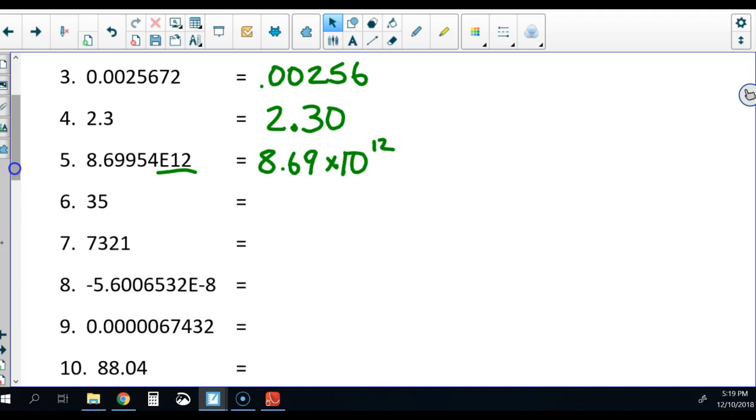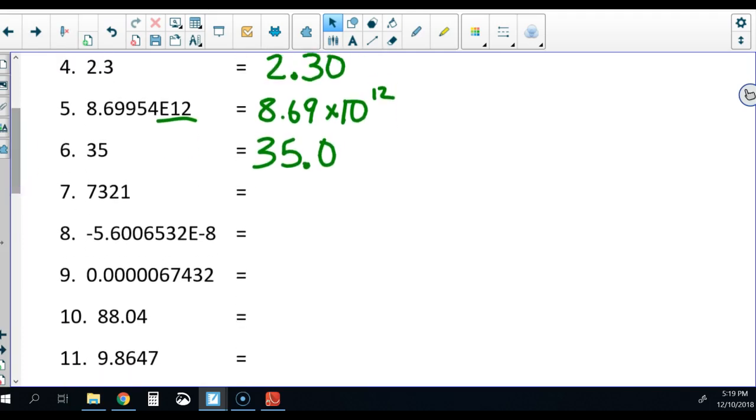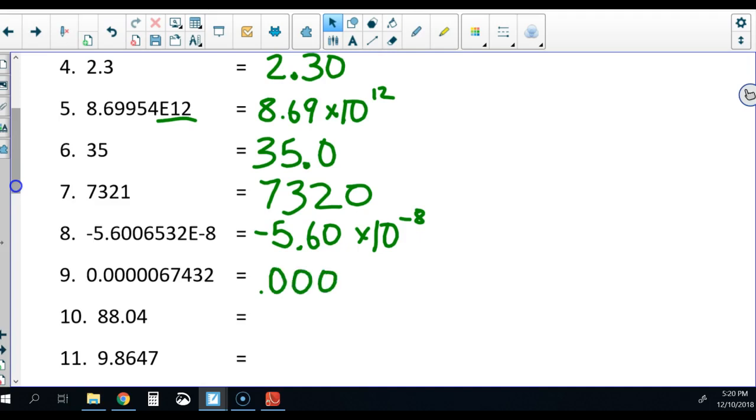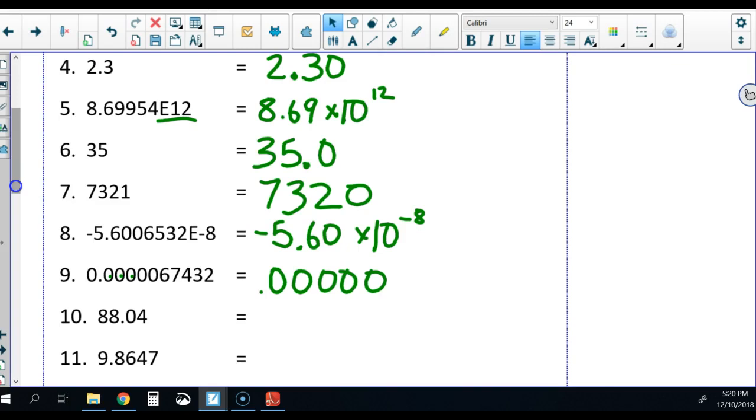Number 6. 35.0. Number 7. 7, 3, 2, 0. Cannot put the 1 on there. That would be too many significant digits. Negative 5.60 times 10 to the negative 8. Number 9. 9.0000000. 6, 7, 4. Make sure you count the right amount of zeros.